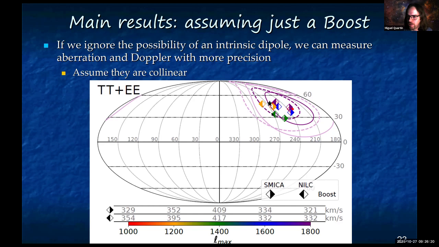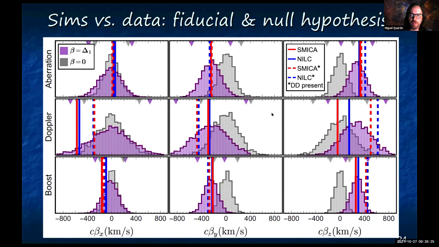Now, these are results of comparing simulations and data. The case where you assume that the dipole is kinematic is in purple. And the gray histograms assume that you have no correlation whatsoever. I mean, no aberration, no Doppler, and no dipole distortion, okay? And then you see that the data really prefers the purple case, okay? Especially in the aberration case here, you can really see it has more signal to noise.